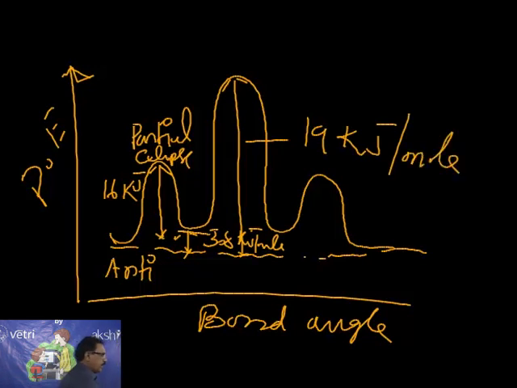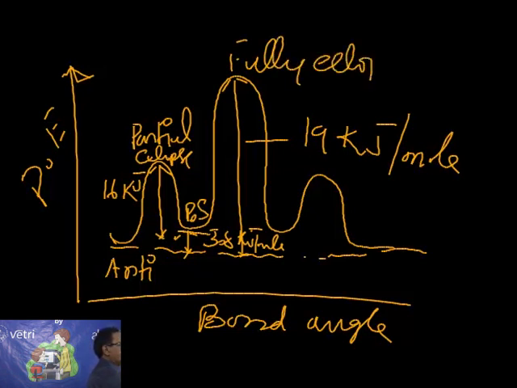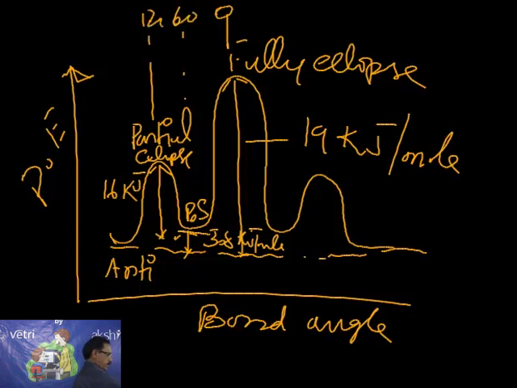So this is anti, this is partial eclipse, this is partial stagger, this is fully eclipsed. What is this angle? In this case, our angle is 0 degrees correspondingly, and here it is 60, this is 120, and this is again 180. So this is the energy profile diagram for that.